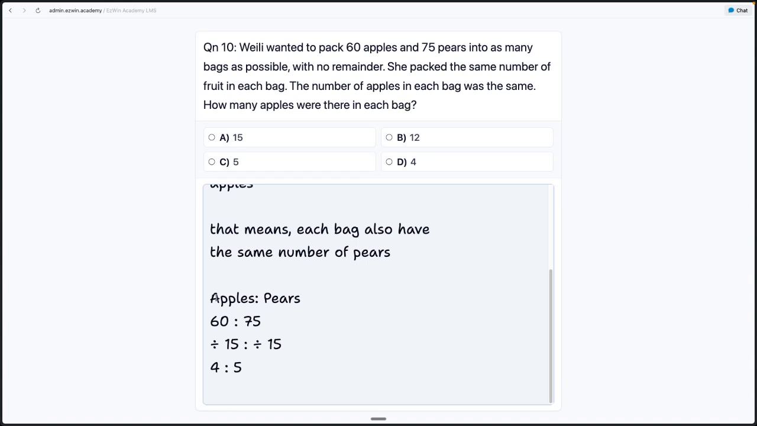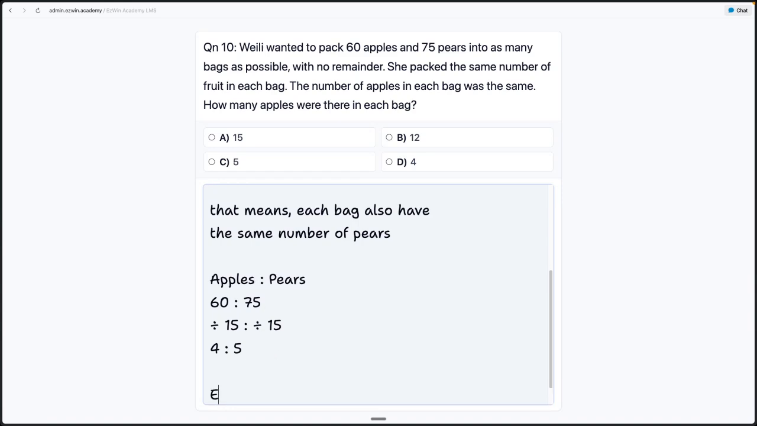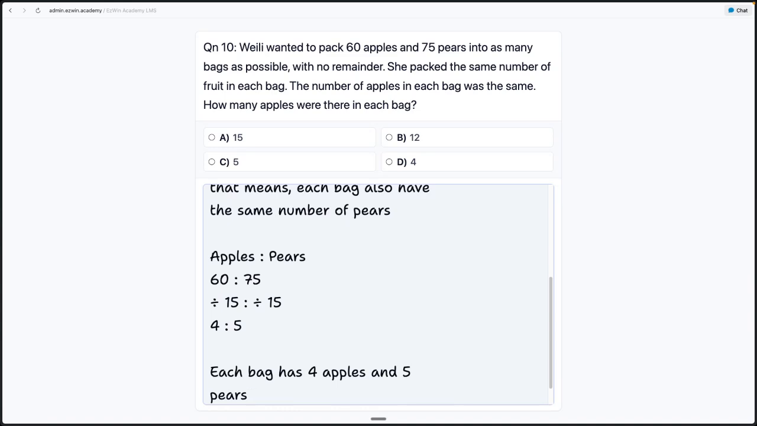So that means in each bag over here, each bag has 4 apples and 5 pears, right? So in this case, how many apples were there in each bag? The answer is 4. There you go.